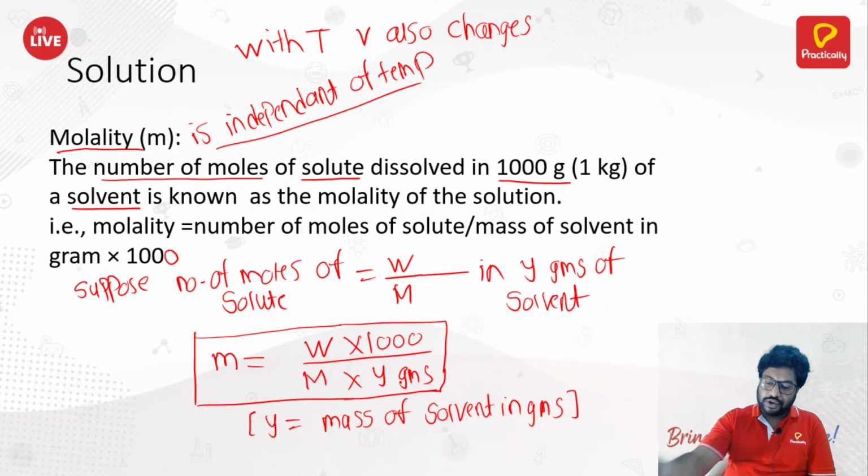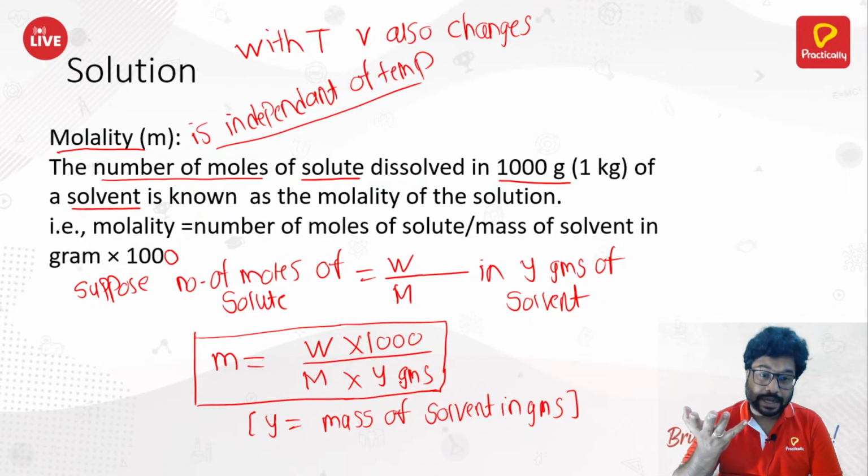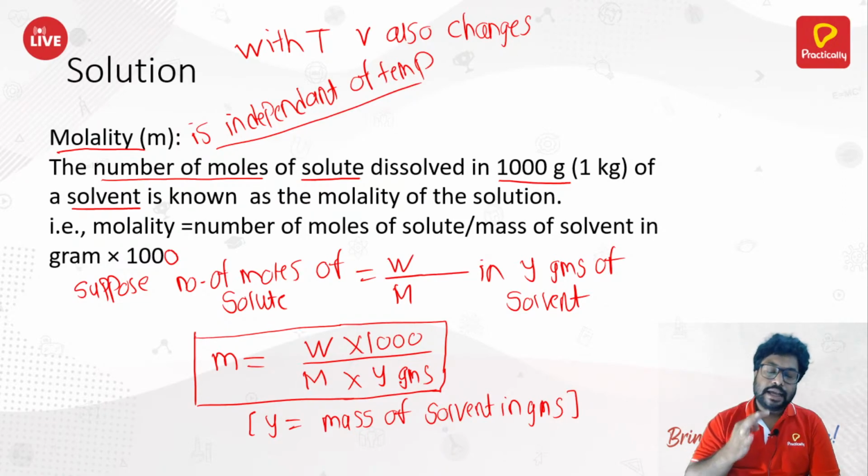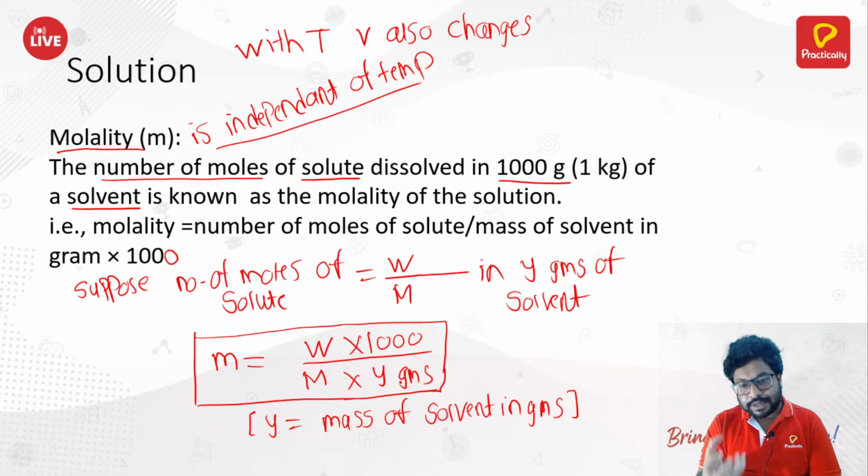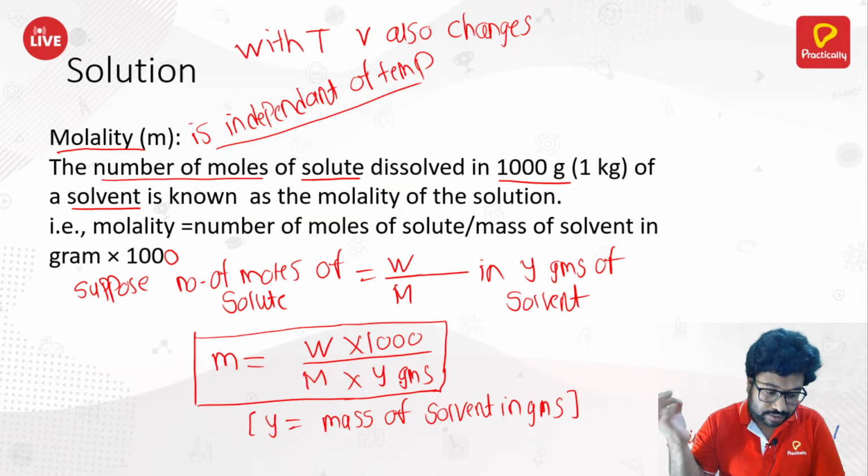Let me repeat it once again for you. The value of molarity might change with temperature, because in molarity you have a term called volume, and volume changes with temperature. So if the volume changes with temperature, obviously molarity will also change. As far as molality is concerned, we do not have a volume, we have a mass, and mass of a substance does not change with temperature, and that is why molality is independent of temperature.